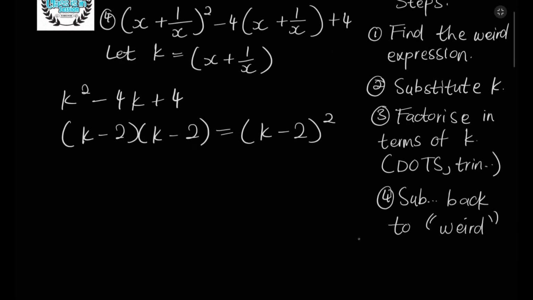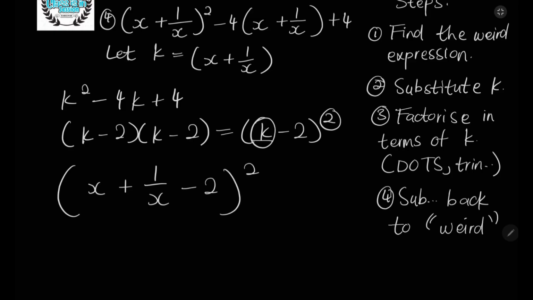So for the last step, you have to substitute back to the weird expression. Where we see k, we have to write down our fraction, which is x plus 1 over x. You substitute x plus 1 over x where we see k. We're left with x plus 1 over x minus 2, all squared. And this is our final answer.